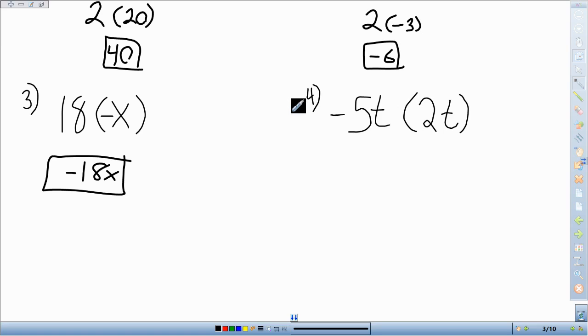On number 4, kind of the same idea. We can multiply our numbers together, and we can multiply our variables together. I always start with the numbers. Negative 5 times 2 is going to give us negative 10. And then I have a t times t, which we'll write as t squared, t to the power of 2.